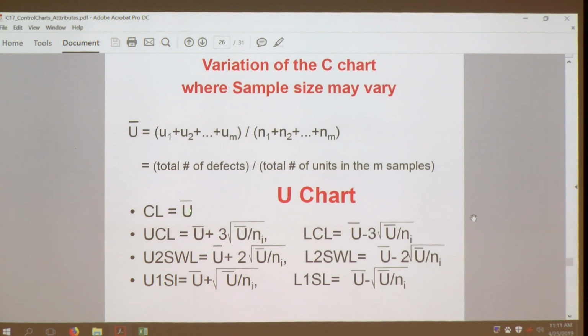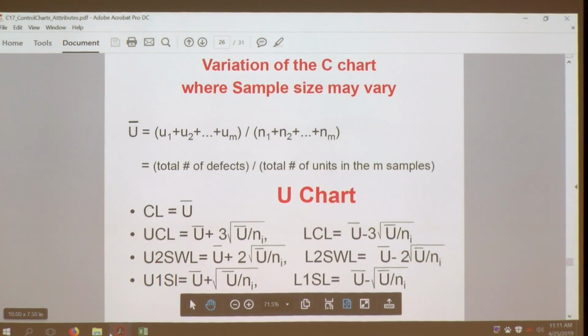So if it is not constant, we call it a U chart. So U chart, still we estimate the U bar. U bar is all the defects divided by the total number of units in the m samples. Then you get a U bar. But when you monitor each sample, you actually divide by ni. You don't divide by constant n anymore. So in this case, you will have a variable control limit. It's not a constant control limit anymore.